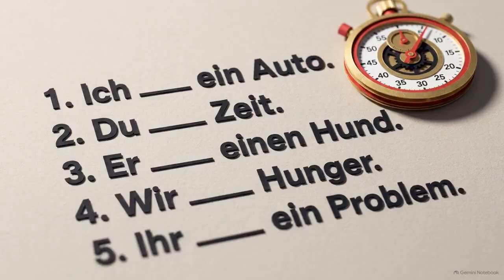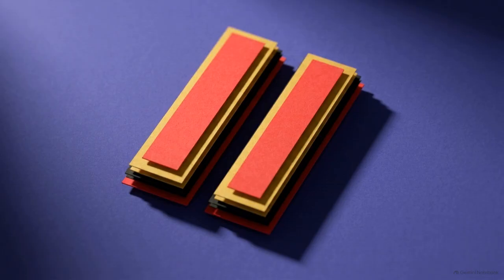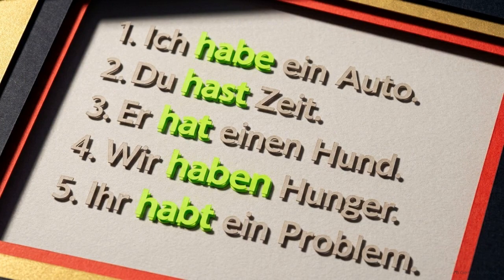Let's apply these rules. You have 5 seconds to fill the blanks on screen with the right form of haben, starting now. If you need a moment to think, feel free to pause the video here. Here are the correct forms. Number 1, habe. 2, hast. 3, hat. 4, haben. And 5, habt.